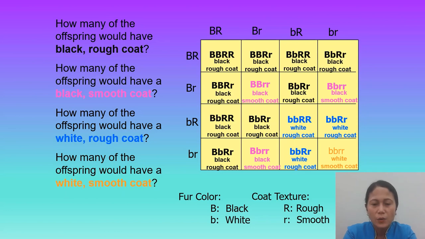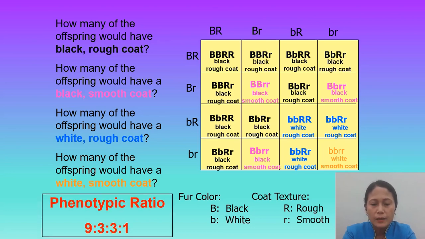So these are all the genotypes of the offspring. Now, the phenotypic ratio here is 9:3:3:1. So you have 9 black rough coat. 1, 2, 3, 4, 5, 6, 7, 8, 9. Okay, so that's 9 black rough coat. And then you have 3 black smooth coat.